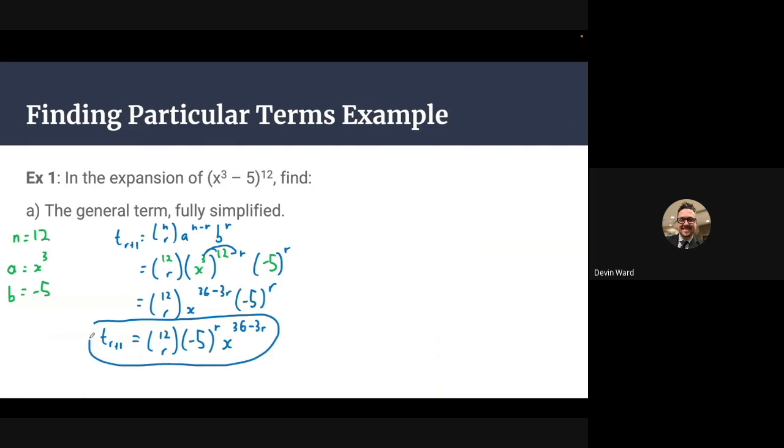The one common mistake I see a lot with these kinds of questions is people forget to multiply the 3 by the r here. You'll have 3 times 12, but not 3 times r. Just don't forget to do that. So this is my general term: t sub r plus 1 equals 12 choose r, negative 5 to the power of r, x to the power of 36 minus 3r.